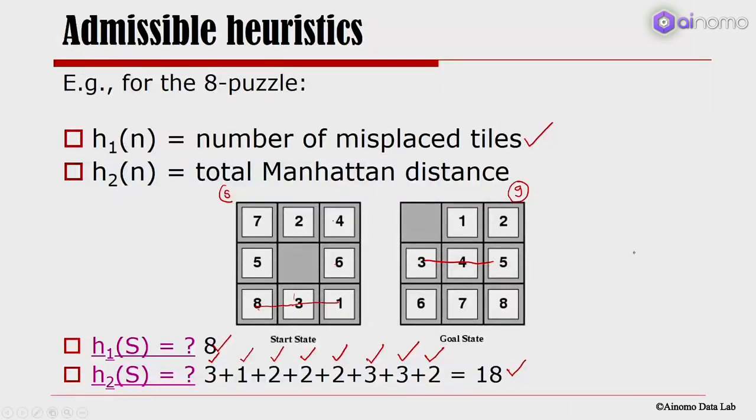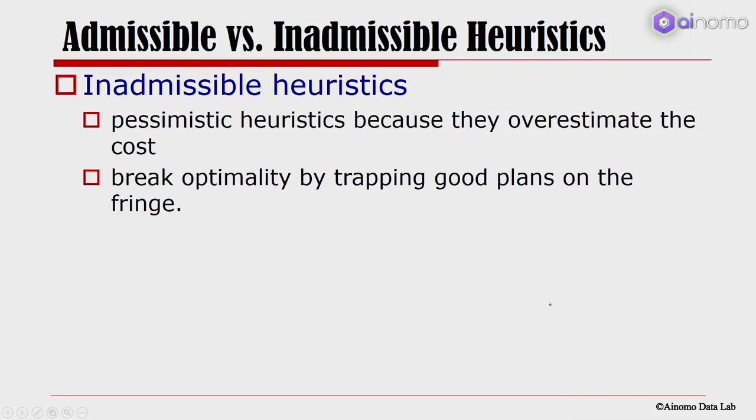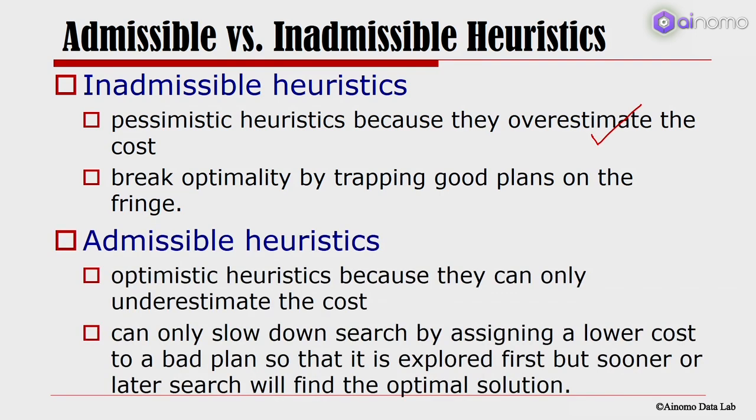So now let us look at what we mean by admissible and what we mean by inadmissible heuristics. Inadmissible heuristics are pessimistic heuristics. They overestimate the cost. And on the other hand, admissible, as I have been defining, are optimistic heuristics because they underestimate the cost.